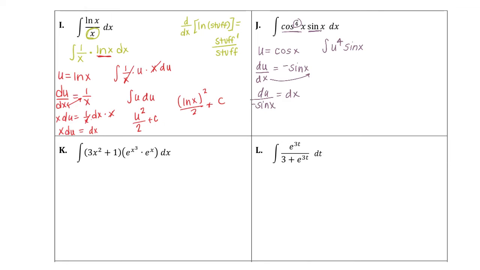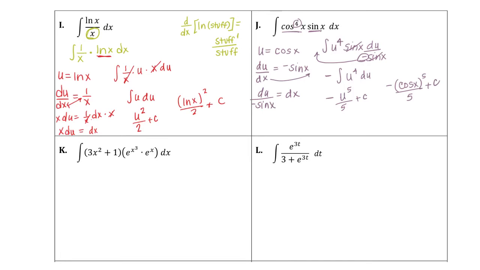Dx is going to be changed to du over negative sine x. And notice when we cancel, we have a negative left, a negative 1. So just move that negative out. And so we're integrating negative u to the fourth du. And now we just bring that negative along. So that's going to be u to the fifth over 5 plus c. And then we go back and replace our u. So we're going to have negative cosine x all to the fifth over 5 plus c.